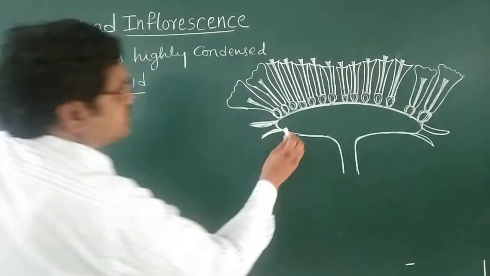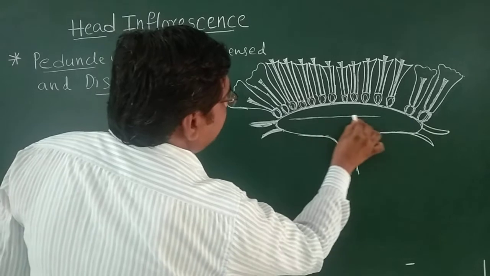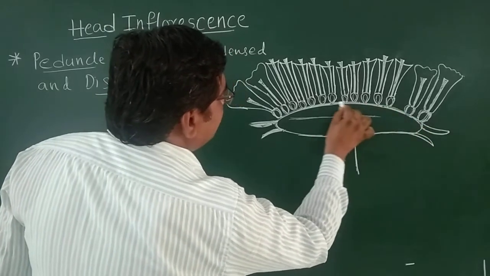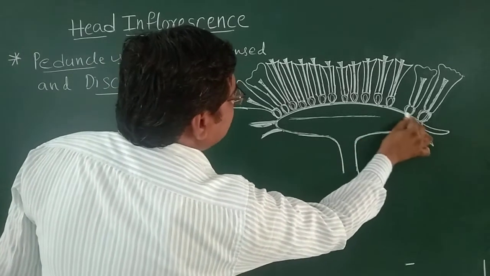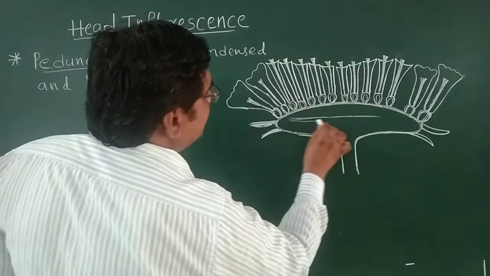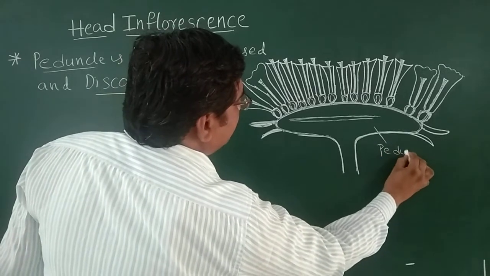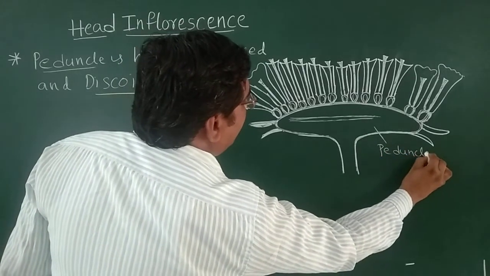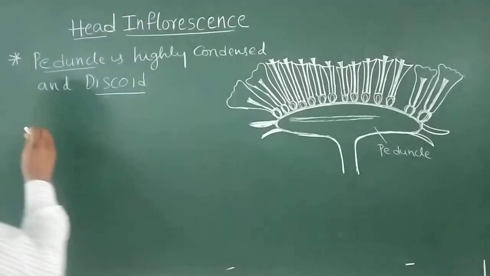Here this is the peduncle. This portion is called the peduncle. This peduncle is highly condensed to form the discoid shape. This is the discoid. So the peduncle is highly condensed and discoid shaped.